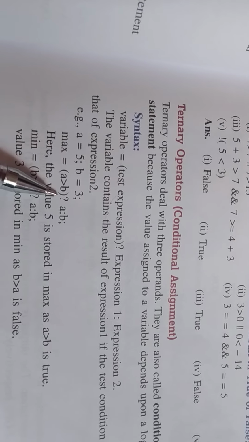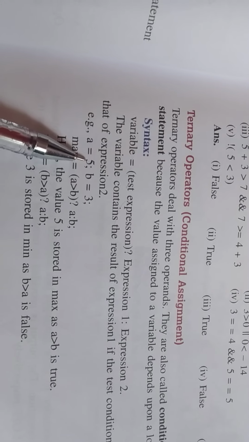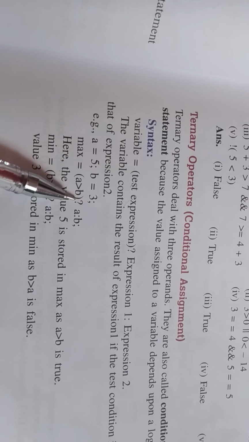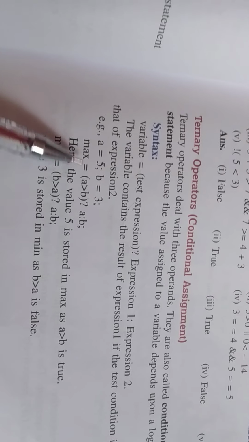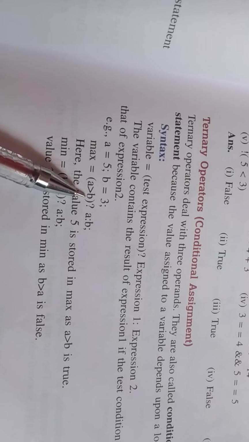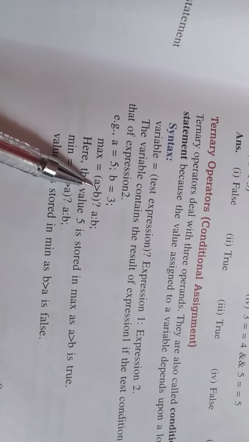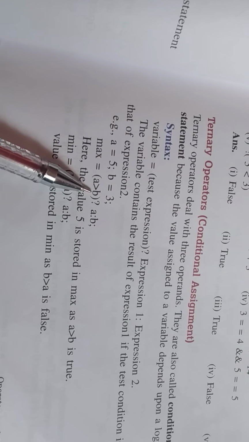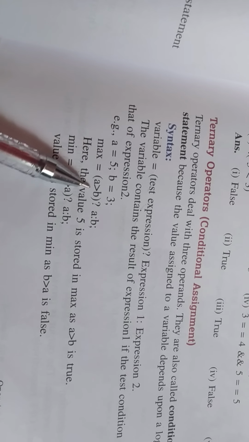A is greater than b. See, the value of a is how much? 5. And the value of b is how much? 3. So 5 is greater than 3. Yes or no? Yes, 5 is greater than 3. If yes, then is this condition true?